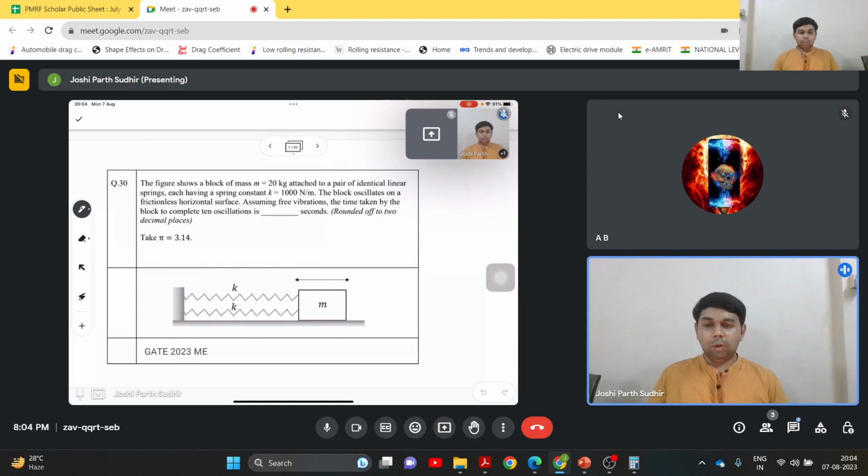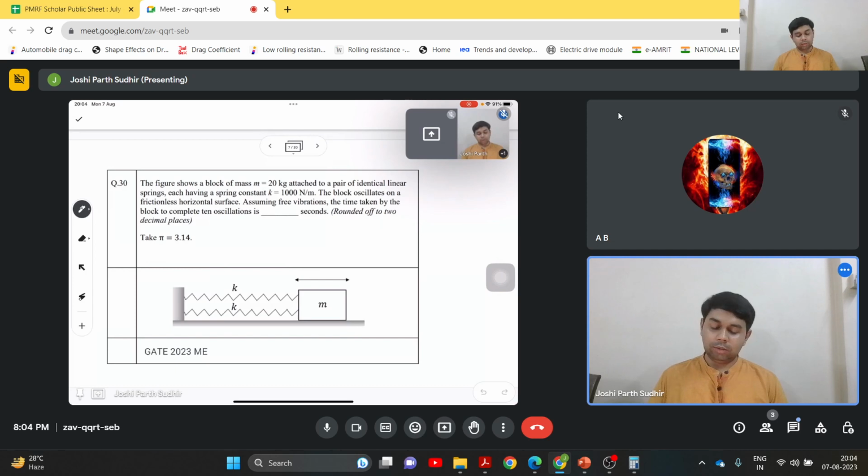So then we have this problem. This question was asked in this year's GATE examination. We will look at some examples which are from previous years' GATE question papers for mechanical engineering.